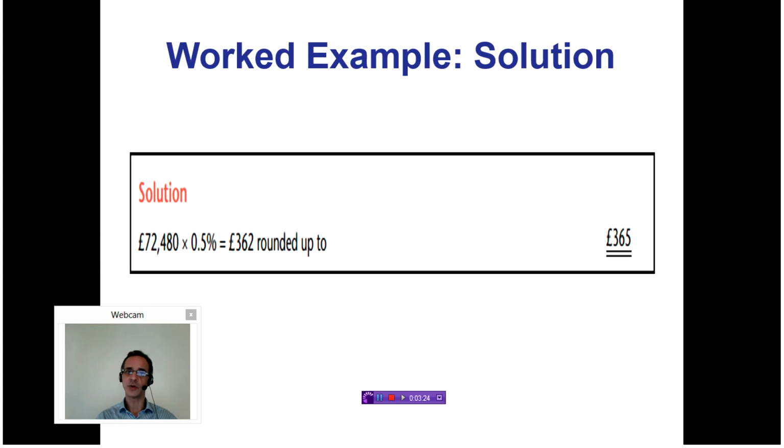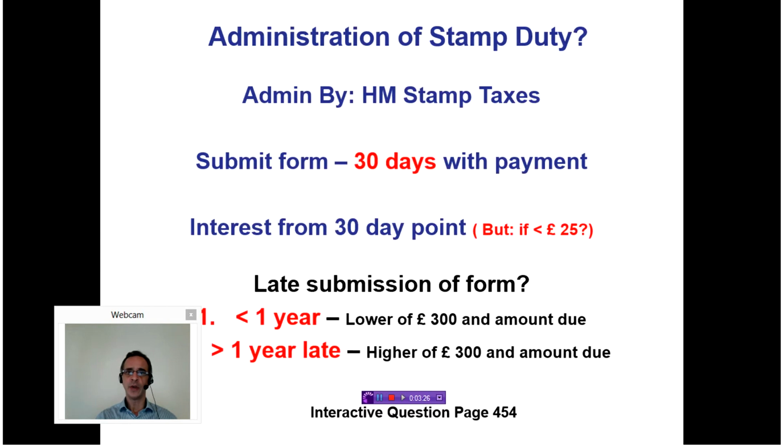So fairly straightforward. In terms of the administration, all of the taxes that you see within this particular chapter are administered by HM Stamp Taxes, which is just a particular section of HMRC. The form, the return in effect, is required within 30 days with payment. Interest would be chargeable from the 30-day point, or indeed the 31-day point. If the interest is less than £25, it's waived, so no interest is payable.